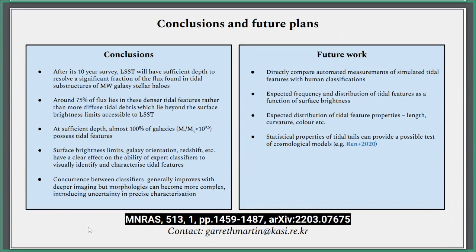If we go to sufficient depth, so in this case, if we were able to get to something like 35 mags per square arcsecond, then basically 100% of these objects would have tidal features that we could see. Obviously, we can't achieve this.